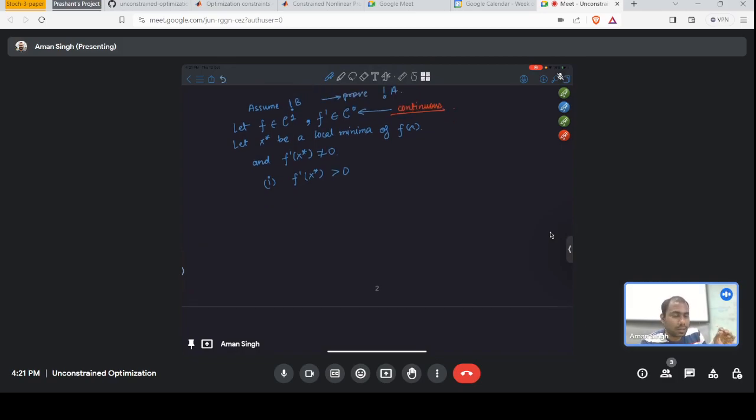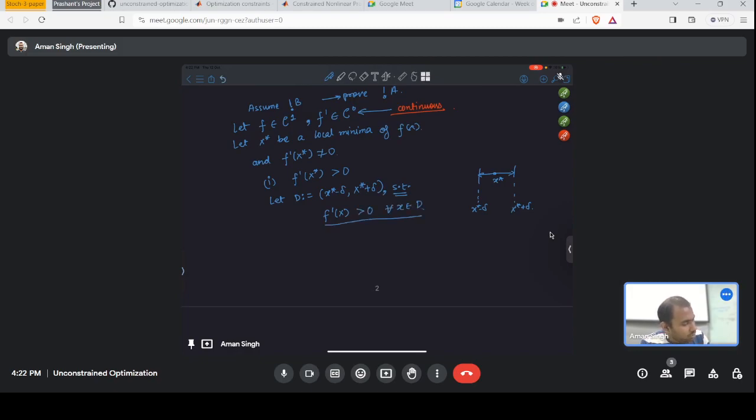And now let's assume a neighborhood around x star. So let's say this is x star, and this is x star minus delta. This is x star plus delta. So let's assume a neighborhood around x star. Let D be equal to x star minus delta comma x star plus delta. Okay, let's assume this such that f dash x is greater than 0 for all x belongs to D.